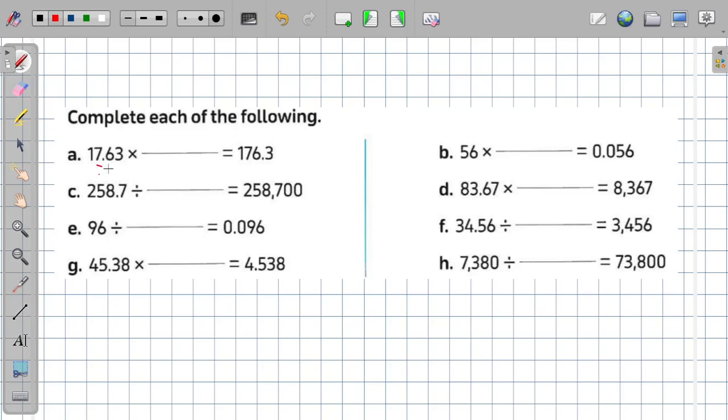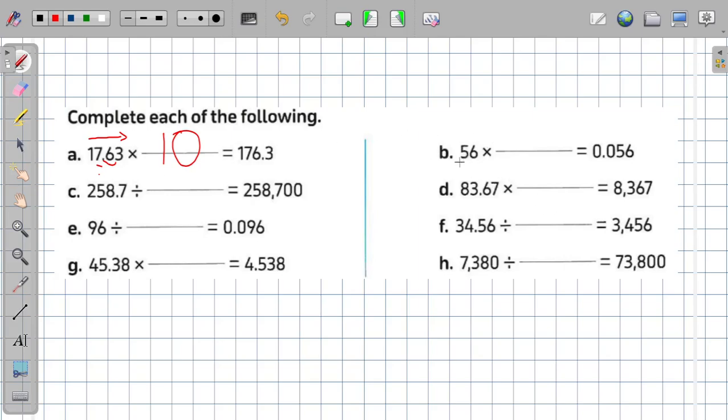So how can we know the missing number? Look at the decimal point. The decimal point in the first number was between 7 and 6. But here in the result, the decimal point is now between 6 and 3. So we moved the decimal point to the right, one place. So we multiply by 10.